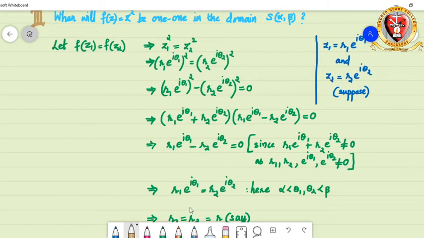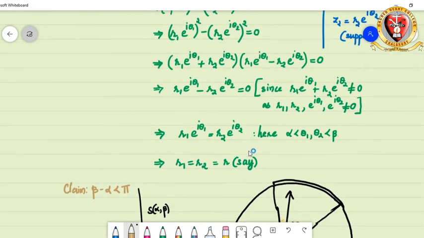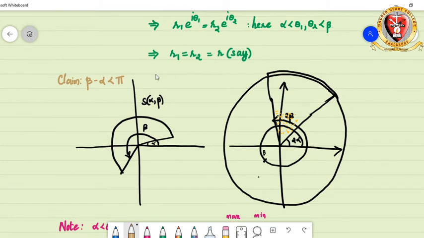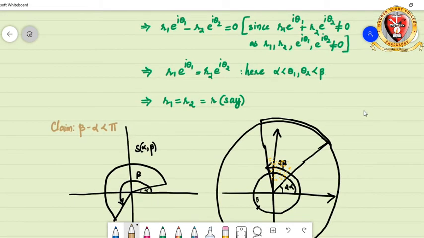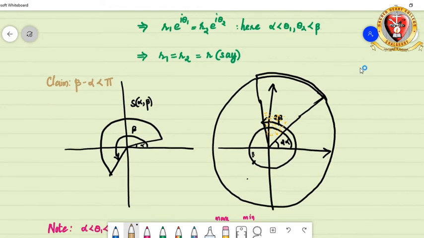So that means r1 e raised to i theta 1 is equal to r2 e raised to i theta 2. And also when we see the polar representation here, this r1 has to be equal to r2. So r1 is equal to r2, let's call it some r. That is some observation we get from there. And I'm going to claim something about this beta and alpha. We know that the arguments are lying strictly in between alpha and beta.